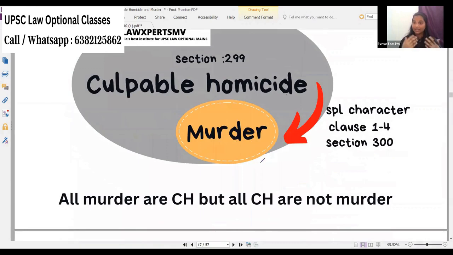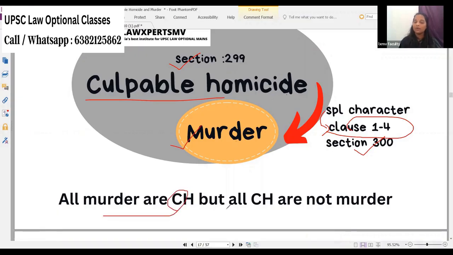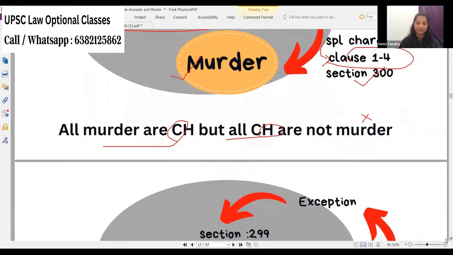So let me again tell you how culpable homicide is a family and then murder is just a species. There is this culpable homicide defined under section 299. This culpable homicide, if it falls under any one of the 4 clauses that are given under section 300, that is, it has any of the special characters given under these clauses, then only it will turn into murder. That's why we say all murders are culpable homicide, but all culpable homicide are not murder. You get the point, right? So if this statement is given, you have to explain this way.